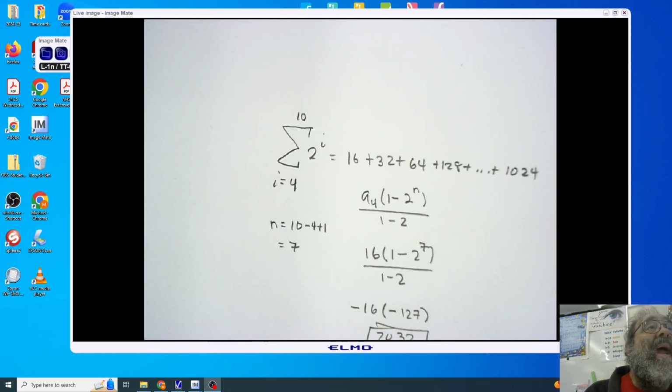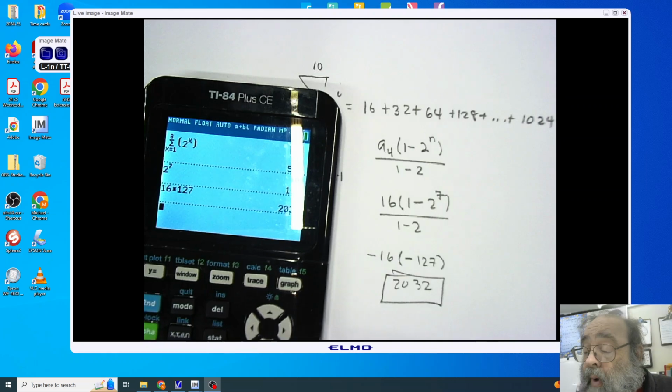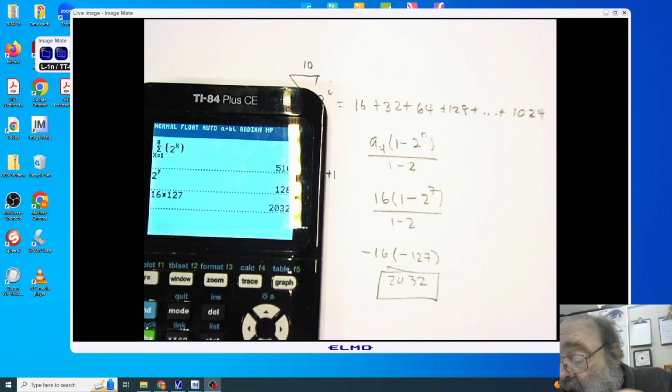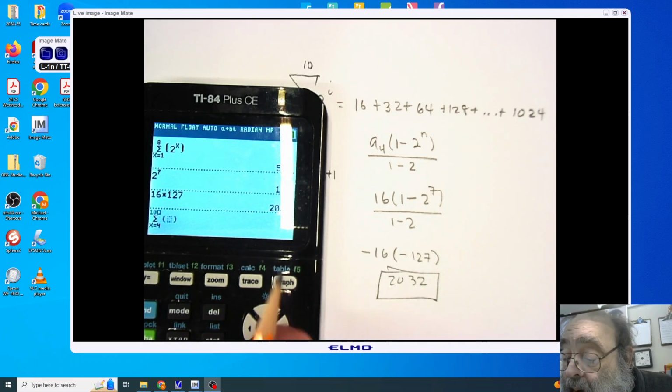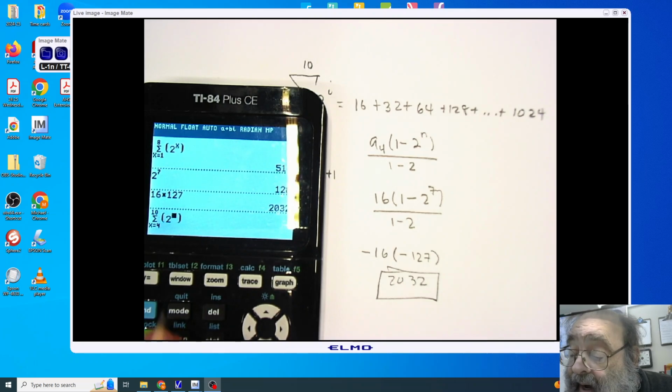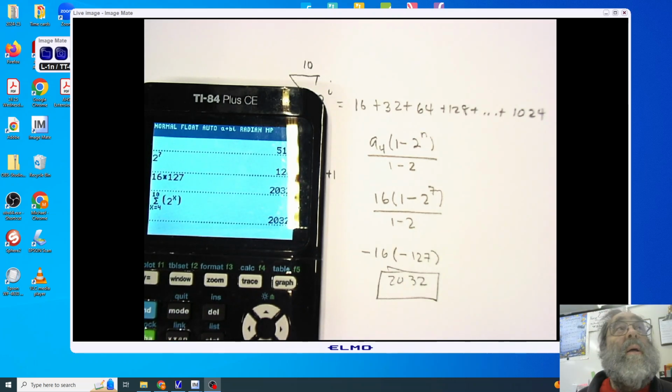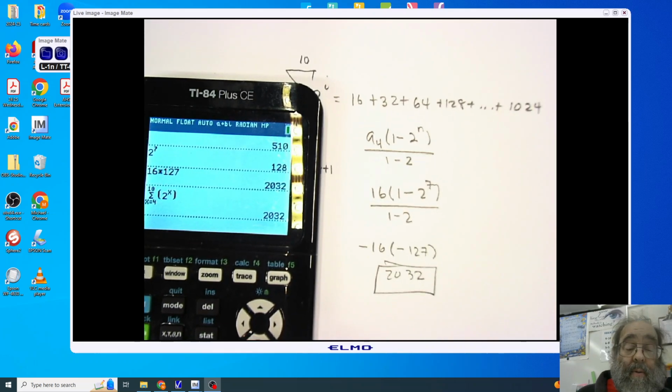Now, let's just check our answer one more time. We're going to use math 0. Our x is the variable. We're going from 4 up to 10. And we have 2 to the power of x. Ta-da! And we get our answer.